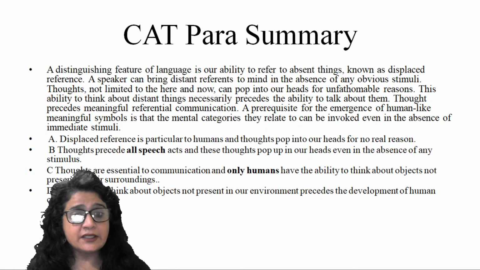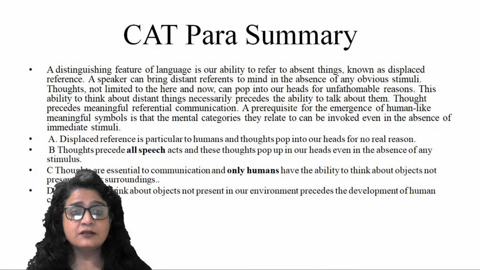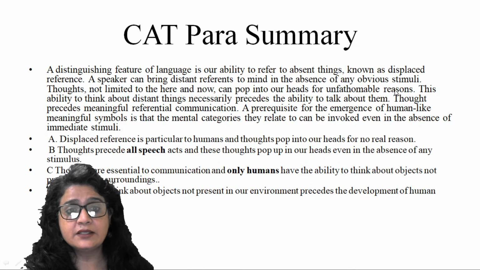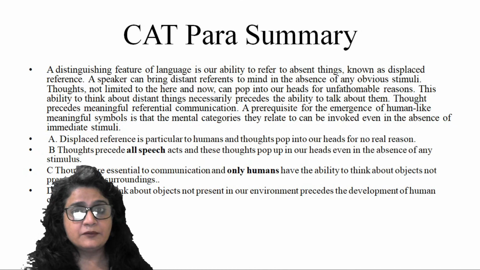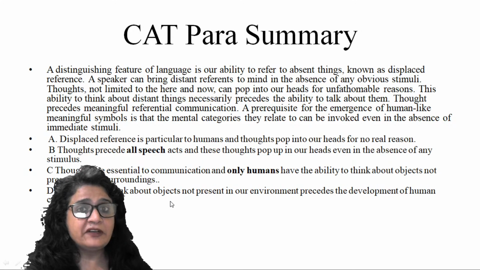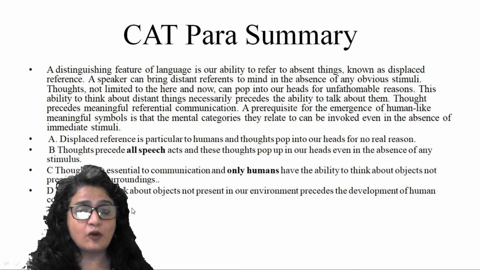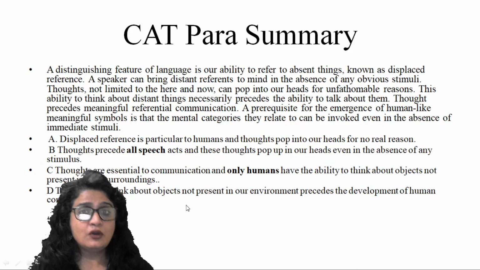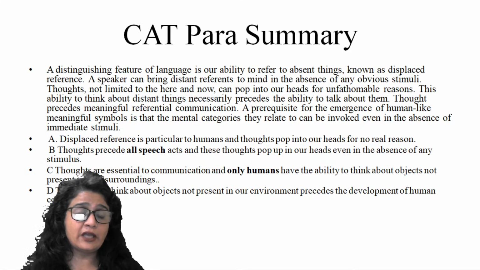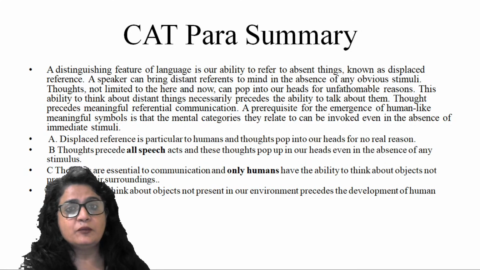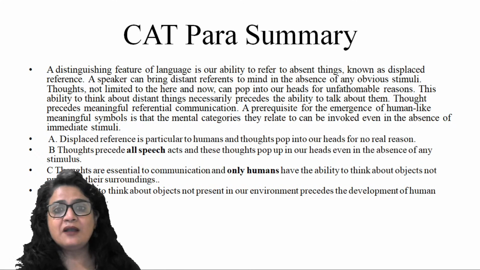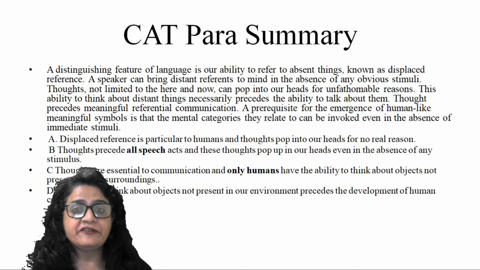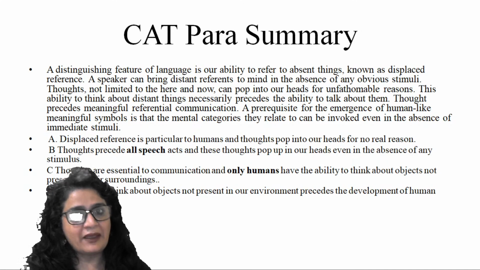I hope you can see the difference of these two options. The answer is D. Right? Because as I said, the third sentence, this ability to think about distant things necessarily precedes the ability to talk about them. So this is the main idea, and that is perfectly captured in D. The ability to think about objects not present in our environment, not here, not now. That means not in our environment, precedes the development of human communication. All right? So that way you come to D, because you understood the main idea clearly and the development of author's thought on this paragraph.